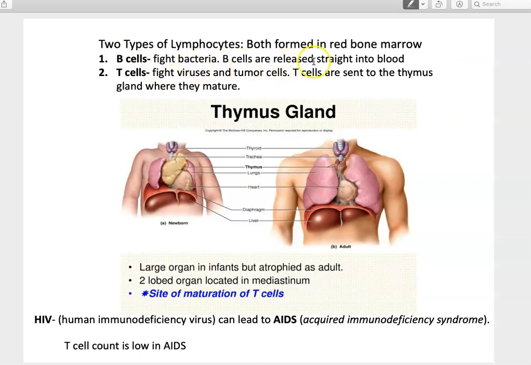B bacteria, they are released into the blood where they are going around, traveling in our blood and just making sure no bacteria is coming in. And if they are called into action, they will go where they need to go.